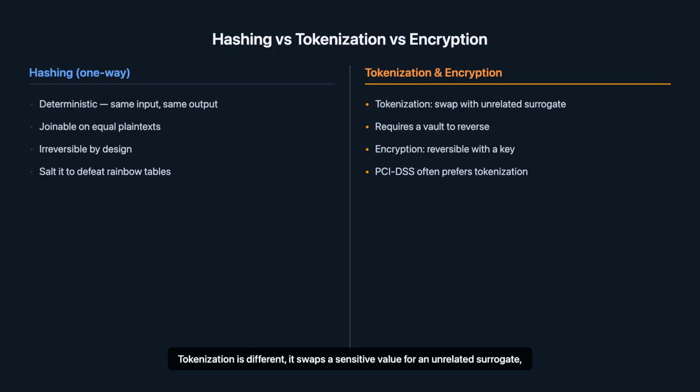It swaps a sensitive value for an unrelated surrogate, and a separate vault holds the mapping. Think of it as a coat check ticket. The ticket itself reveals nothing about the coat. PCI DSS compliance often prefers tokenization for that reason. Encryption is the only one of the 3 that's reversible with a key, so it's the right choice when you genuinely need to recover the original value later. And tying back to the redaction tools, DataBrew can apply all 3. Glue Studio defaults to hashing, and Redshift Dynamic Data Masking lets you pick whichever technique fits the column.